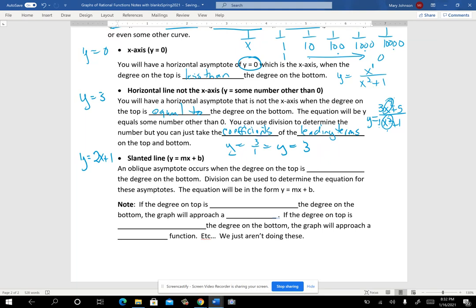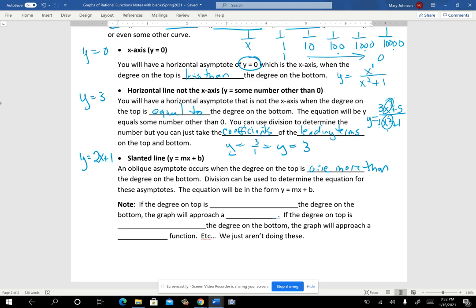Now, the last part has to do with when you wind up getting a line that's not horizontal as your other asymptote, when the end behavior is like a slanted line, sometimes called an oblique line, something like y equals 3x plus 2 or 2x plus 1. This occurs when the degree on top is 1 more than the degree on the bottom. Then division could be used to determine those, and the equation would turn out to be in the form y equals mx plus b.